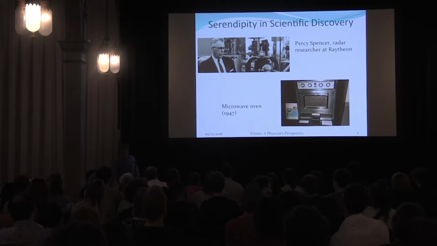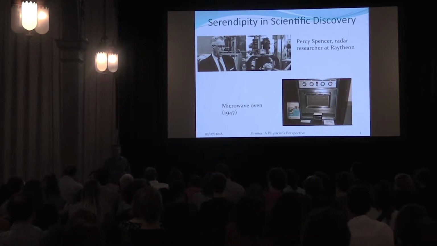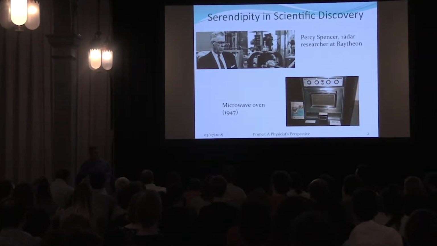The first is Spencer, shown at the top here, a researcher working on radar devices at Raytheon. This was 1945, I think. He was standing in front of this device with a candy bar in his pocket, and he noticed it started melting. He realized there was heat being generated, and that led to the invention of the microwave oven, which Raytheon patented. You can see at the bottom here the first actual oven that was built. I think it was something like 750 pounds.